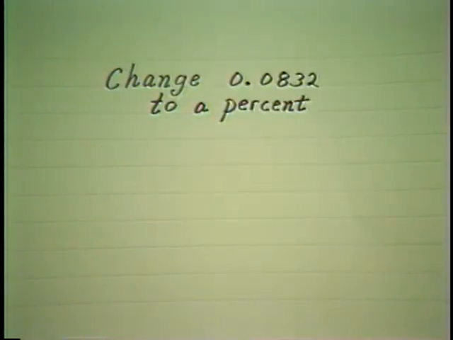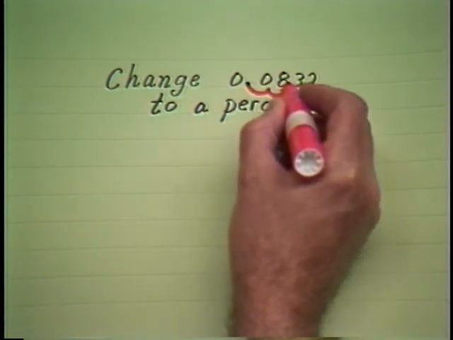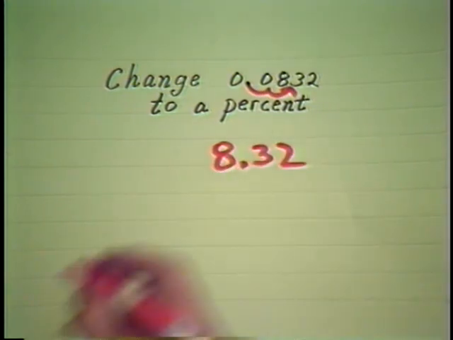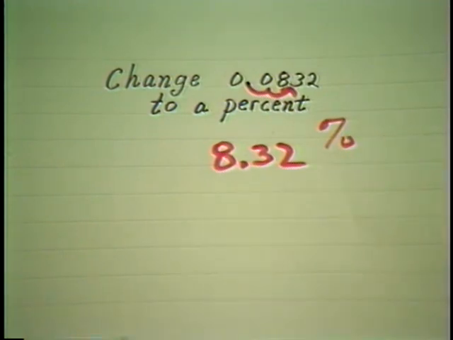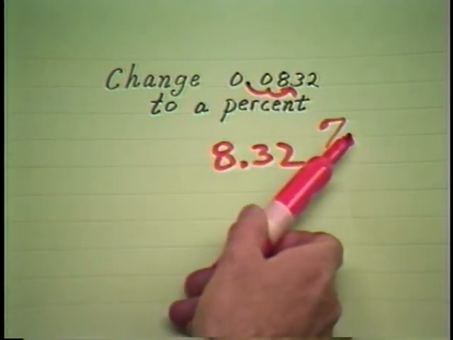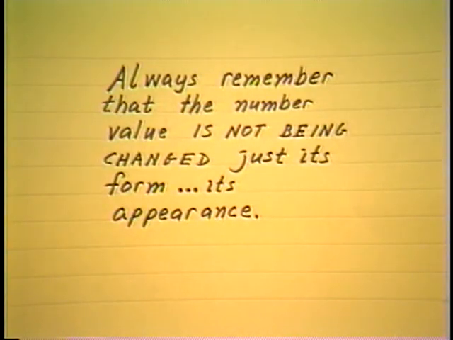In a problem like this, it already has more than enough decimals. So we move the decimal point 2 places to the right, which would give me 8.32, and stick on the percent sign. If the phrase to the right bothers you, then think I'm going to move it 2 places to the percent sign, and then stick the percent sign on. Again, as you do these, always remember that the number value is not being changed. Just its form, its appearance, another way of writing the same number.